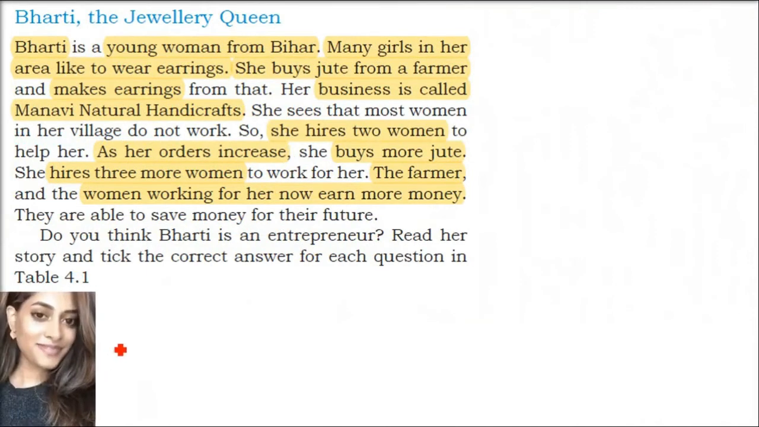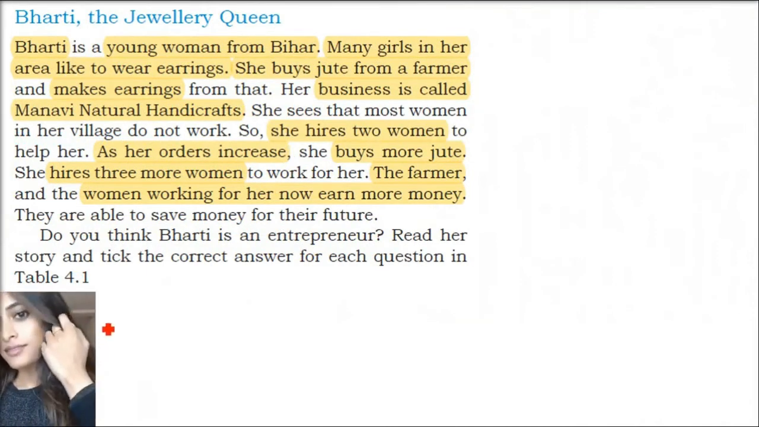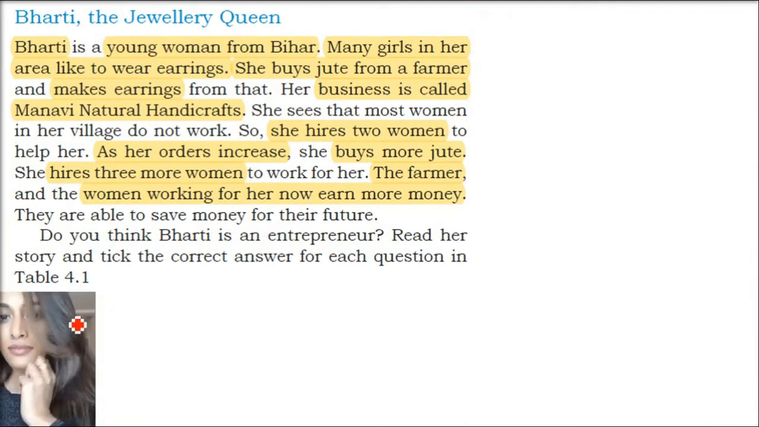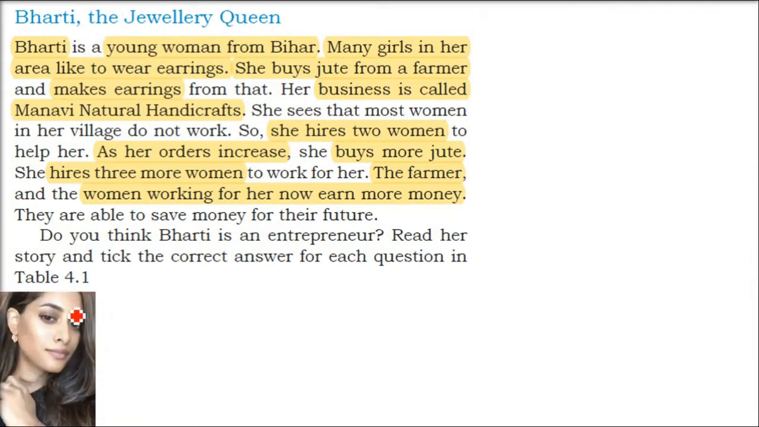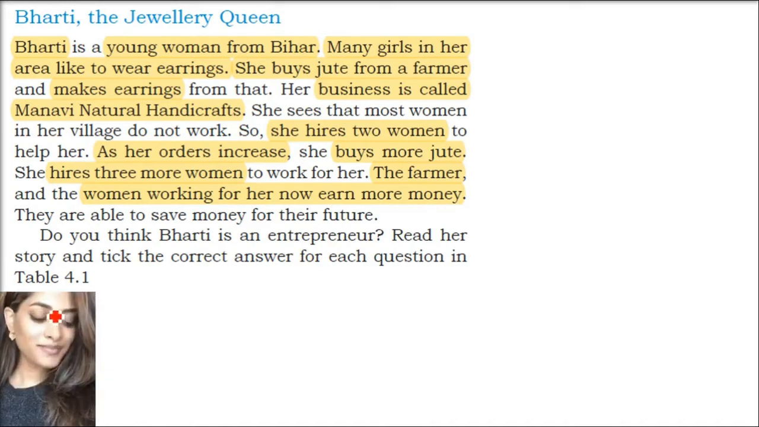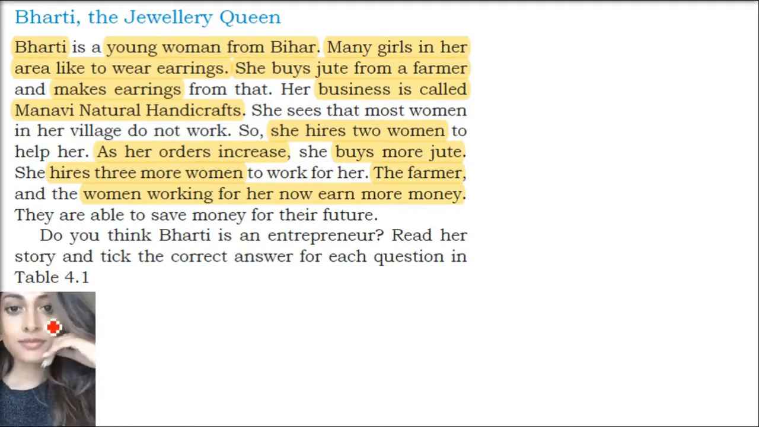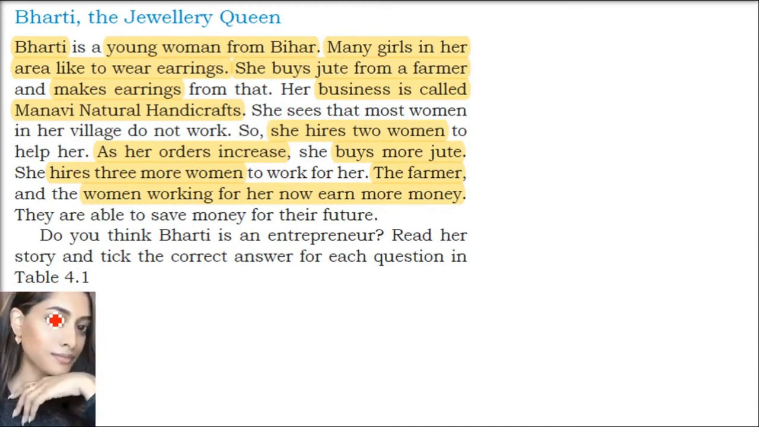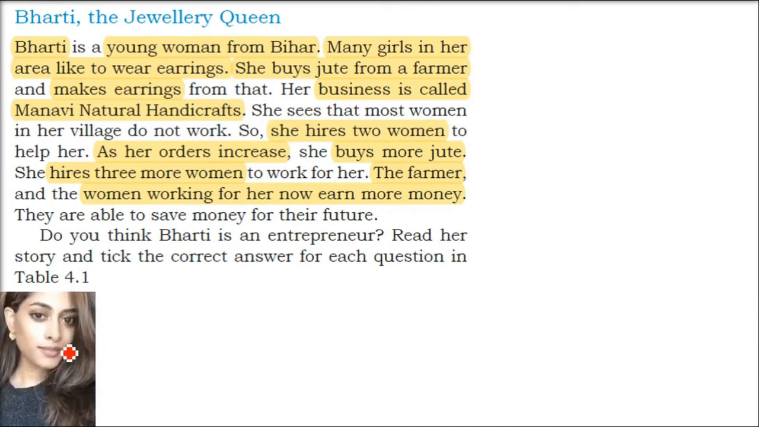Now she is Bharti. I don't know whether she is Bharti or not, but just assume that she is Bharti. She is a young woman from Bihar. Actually, she is a jewelry queen. What does it mean to be a jewelry queen? Because she works in the field of making jewelry. Bihar is a very famous state. Most of the IAS come from Bihar in India. You might have heard about Khan sir from Bihar, Patna.